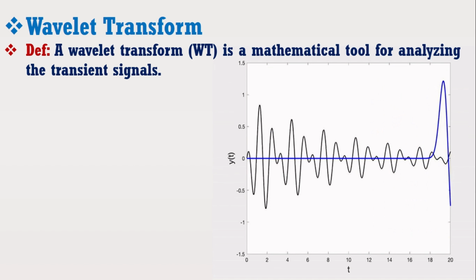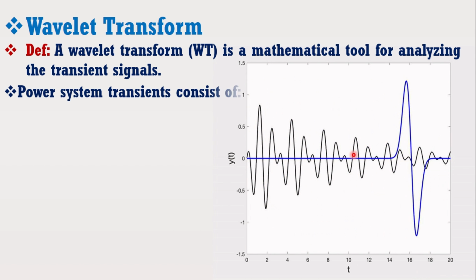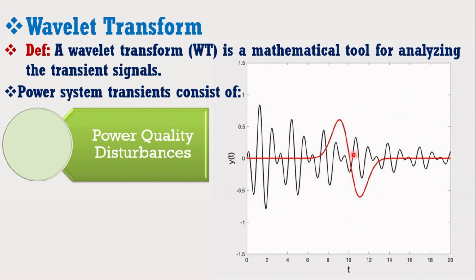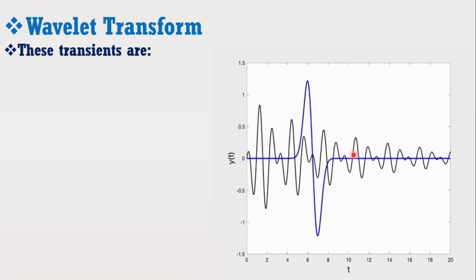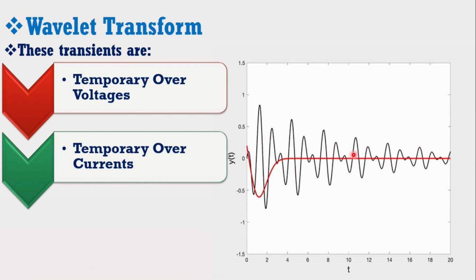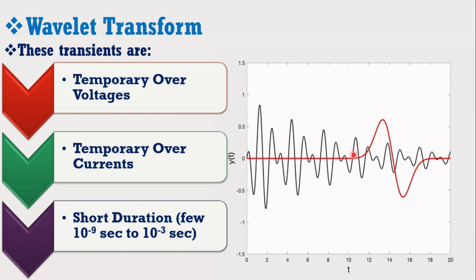As we know, a wavelet transform is a mathematical tool for analyzing transient signals. In power system, a transient signal means a sudden momentary variation in current, voltage or frequency which may result due to power quality disturbances or faults in the system. These transients in power system are temporary overvoltages or overcurrents of short duration that last from a few nanoseconds to a few milliseconds. The wavelet transform approach can be used to identify and classify these transients or faults in the power system.